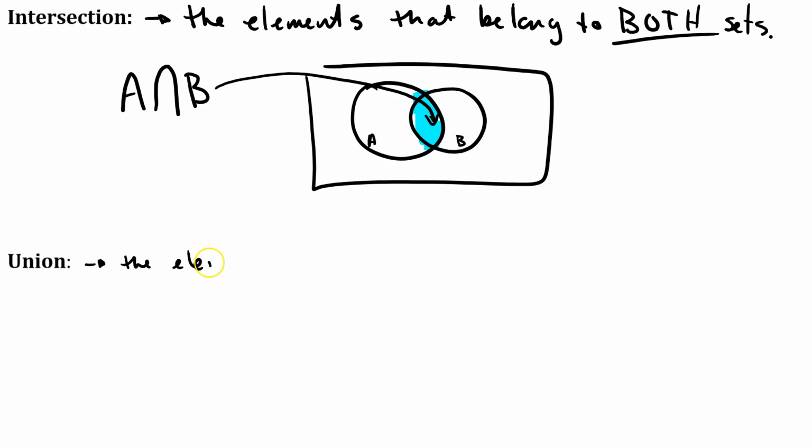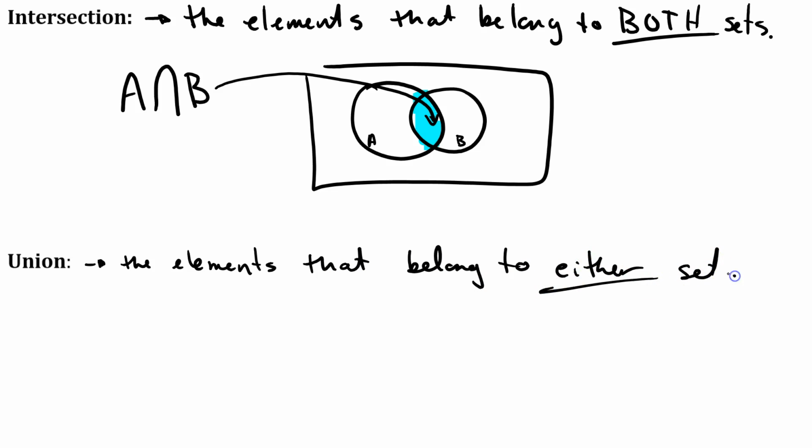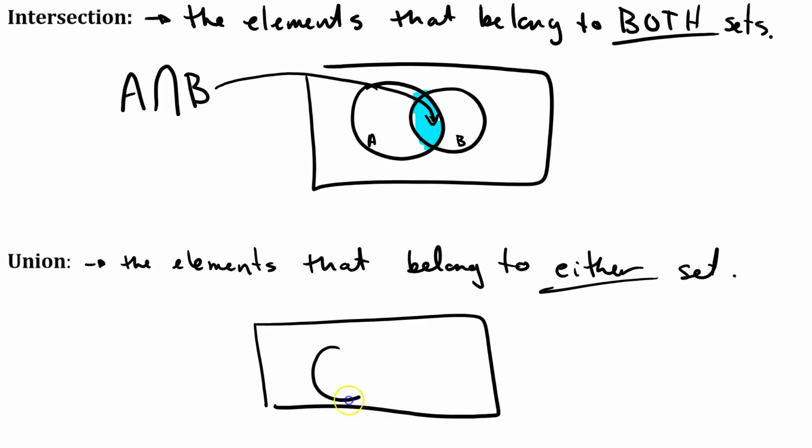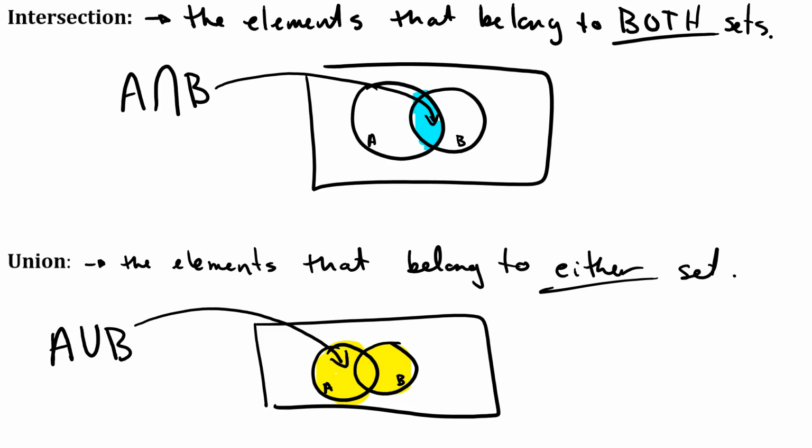That's helpful. The union is the elements that belong to either set. Okay, so in our Venn diagram, we have our intersecting sets, A and B. And the way that we would write the union of both would be A union B, and that would be this shape right here, the whole thing. So A union B is this whole yellow area.